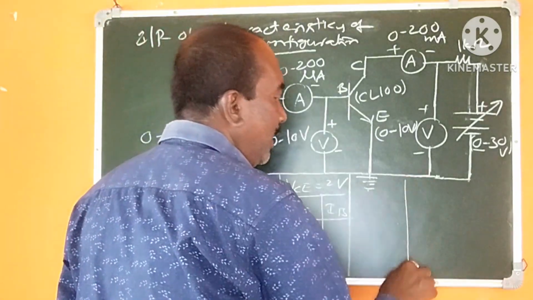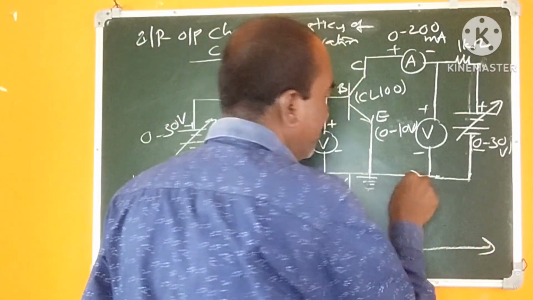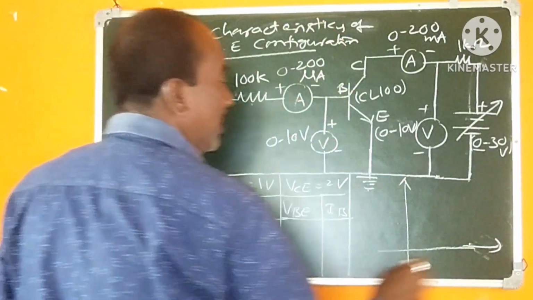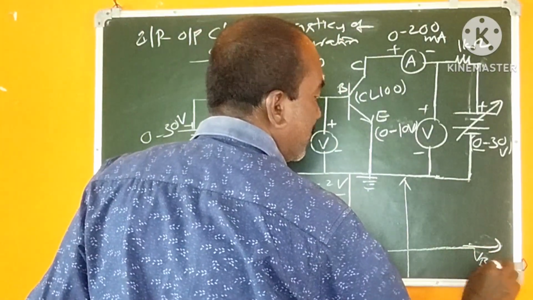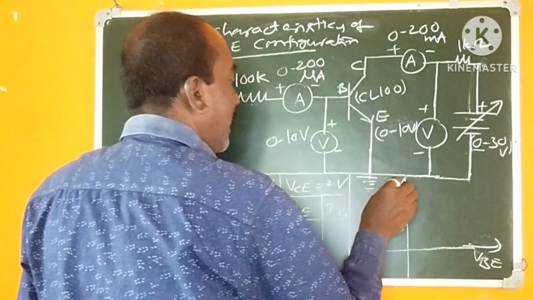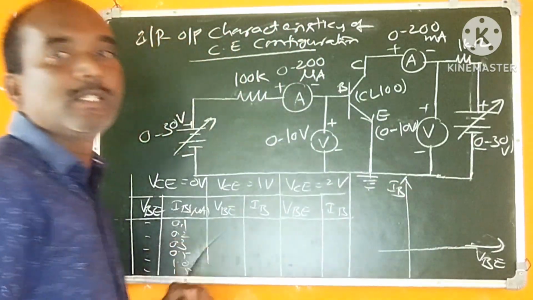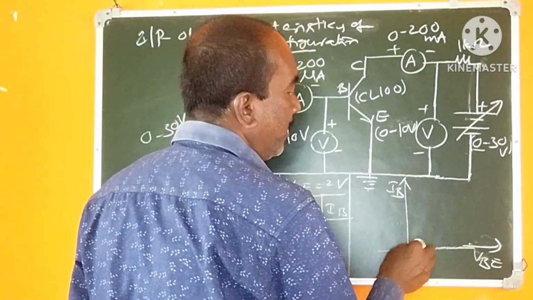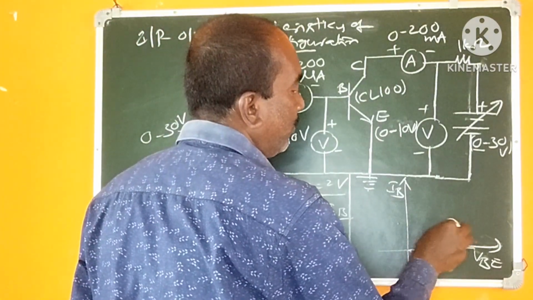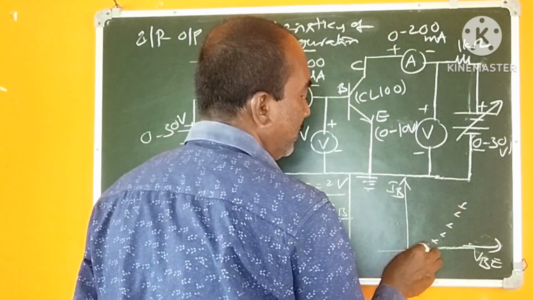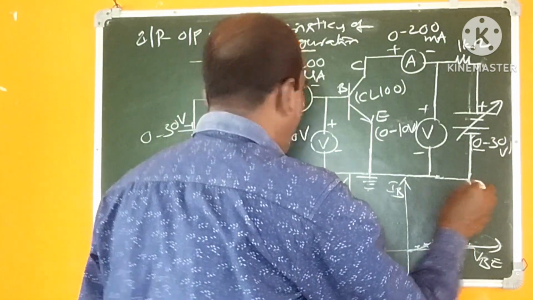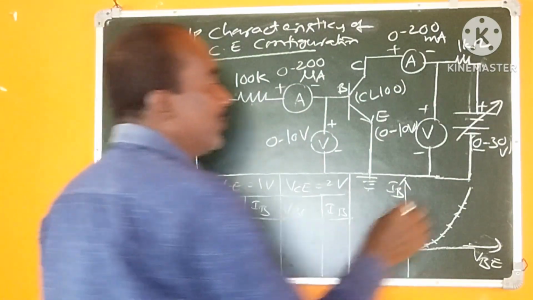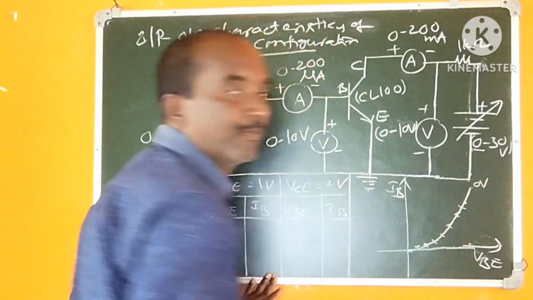So this is the input characteristics model graph. Here VBE is along the x-axis in volts and IB is along the y-axis. Note down the corresponding readings. This may be the curve of the first value in the model graph. This will correspond to VCE equal to 0, so it is for 0 volts.